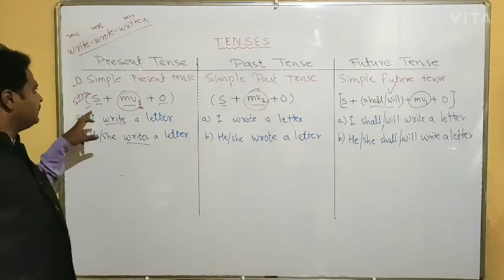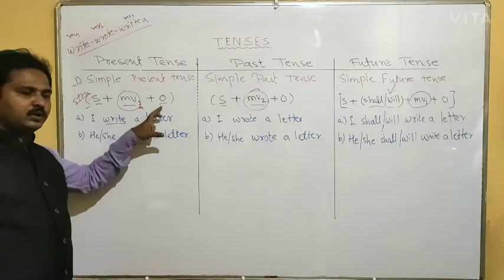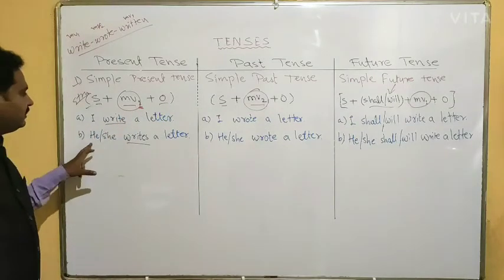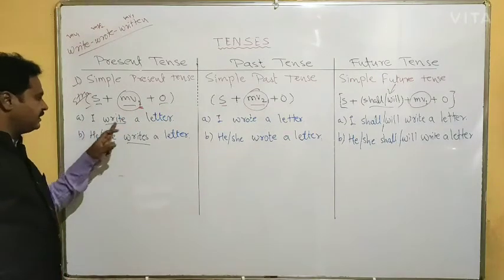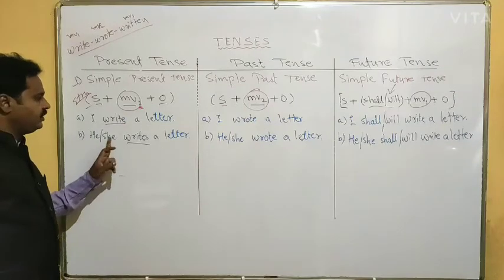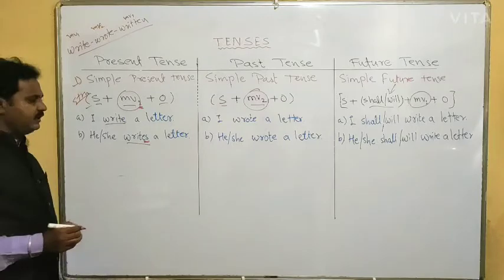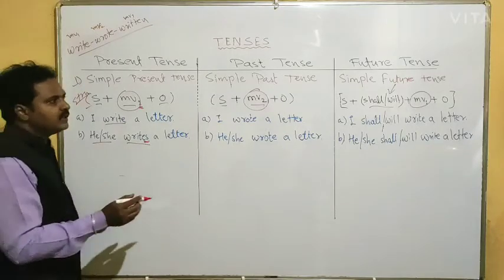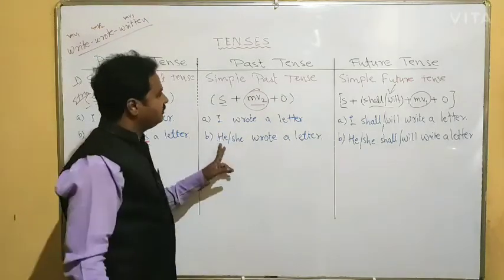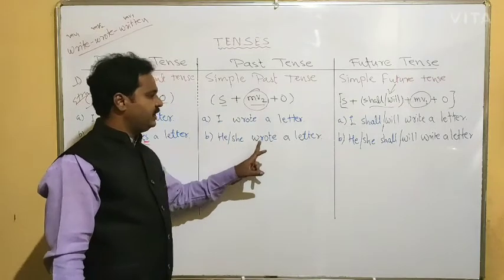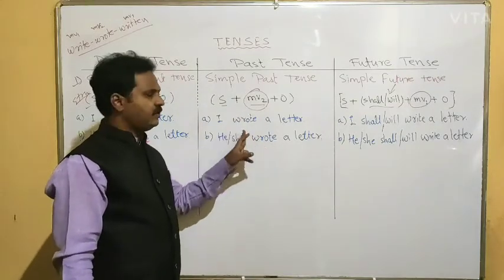Simple present tense: subject plus main verb first, object. I write a letter. And second one, he or she writes a letter. Yes, we use s here because he or she is used here. Then, I wrote a letter. In simple past tense, he or she wrote a letter, because second form we use here.